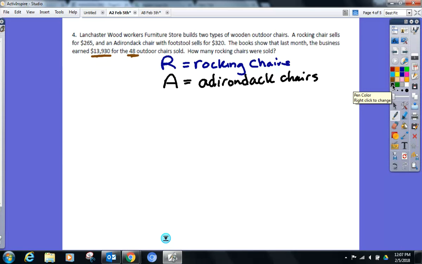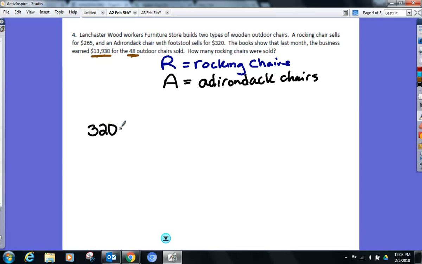Okay, so you're going to go with the money first, right? Okay, so 320 times A. Plus, keep going. $265 for the rocking chair. How much total money do they bring in? Okay. So that deals with the money.